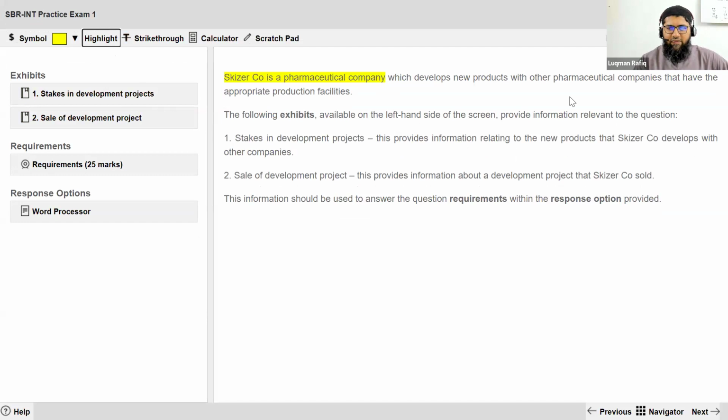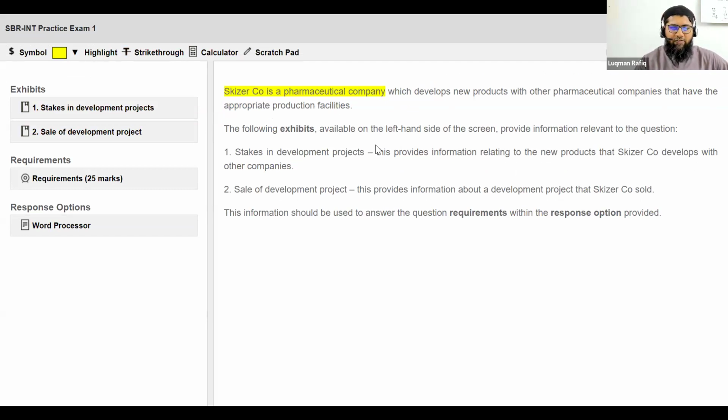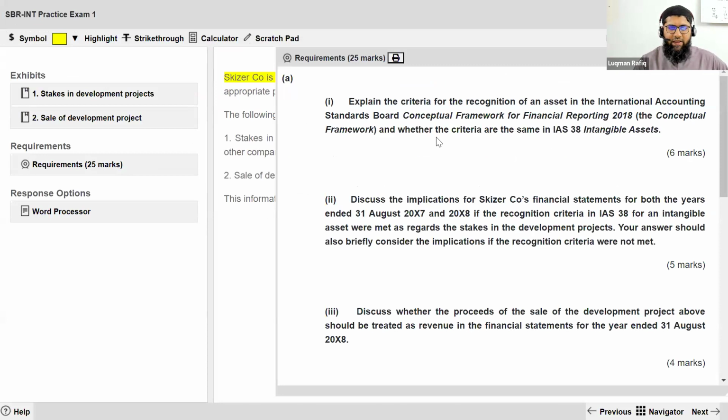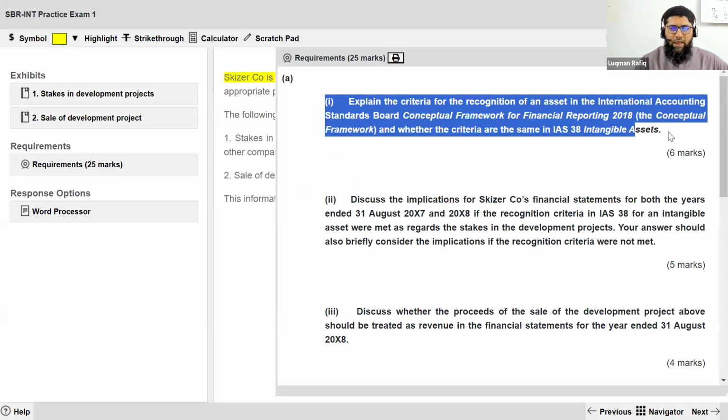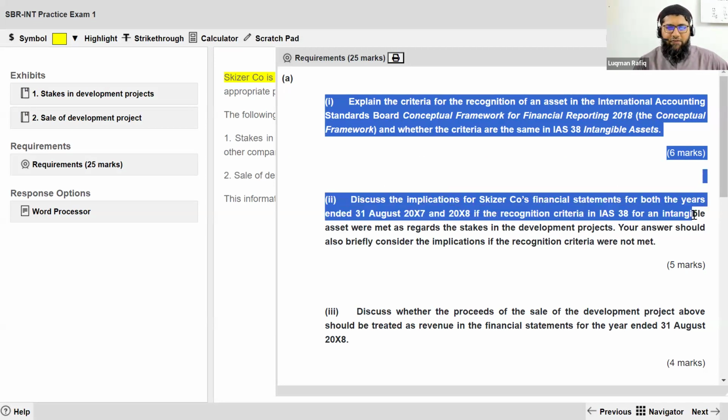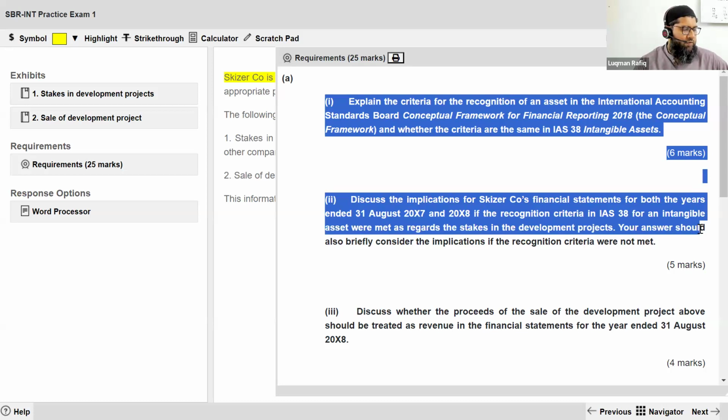Now it says Skizer company develops new products, and other pharma companies have appropriate production facilities. Following details are available. What are the requirements of the question? It says explain the criteria for the recognition of an asset in IASB's conceptual framework for financial reporting, and whether the criteria are the same as IAS 38. Discuss the implications for Skizer's financial statements for both the years.